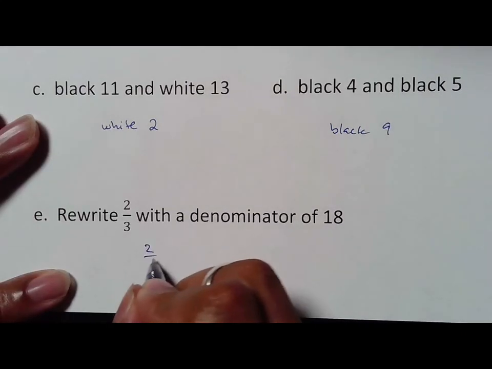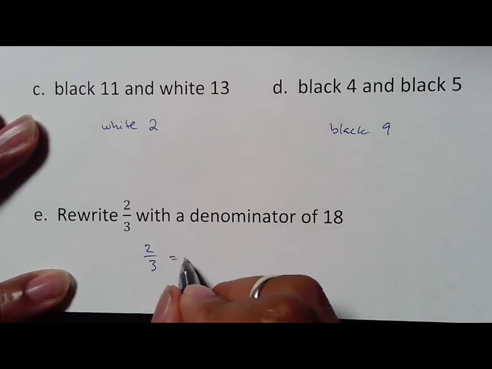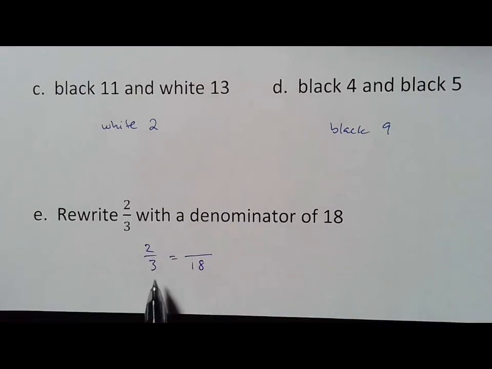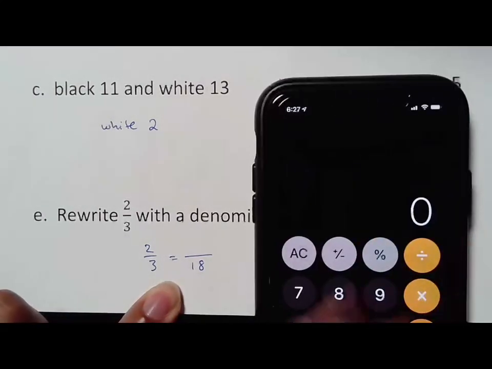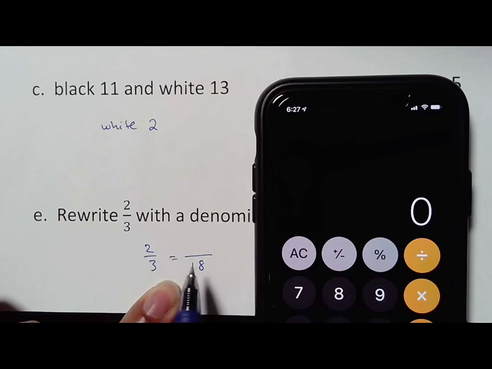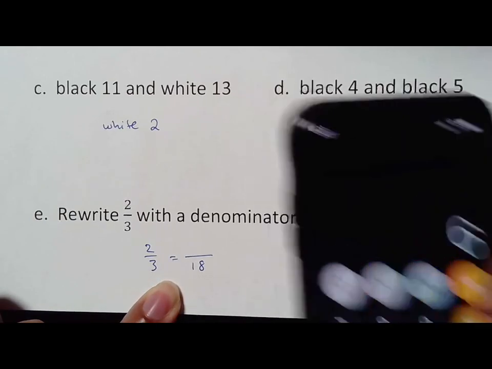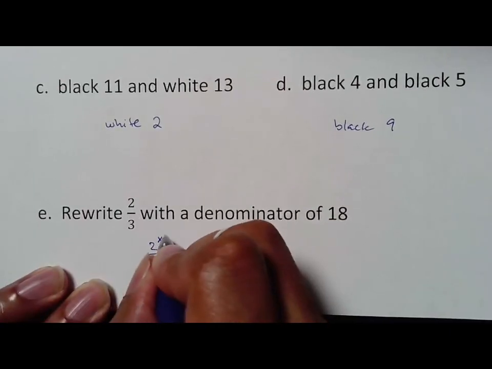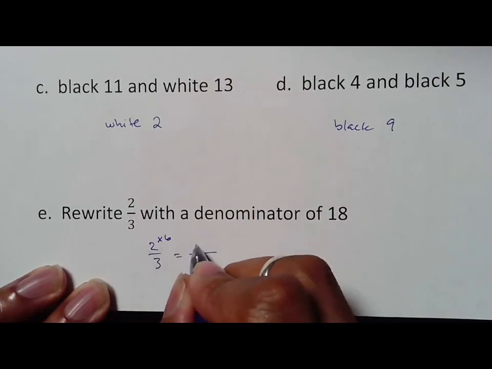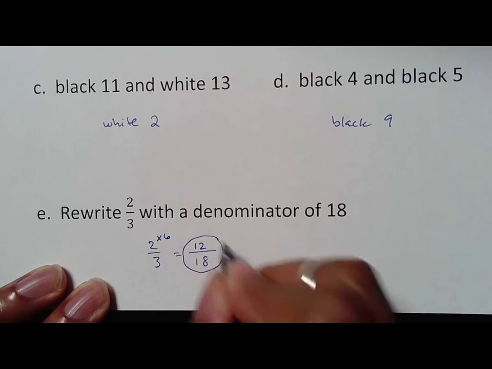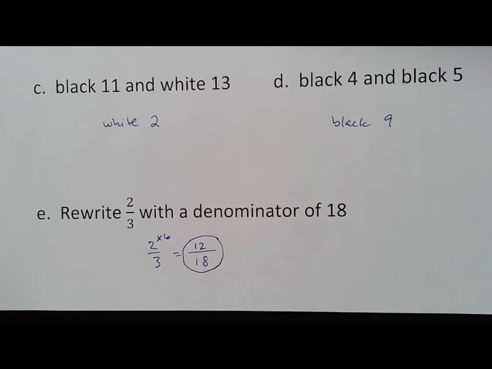Rewrite 2/3 with a denominator of 18. So what I do is I put 18 in my denominator, and I ask myself the question, what do I multiply 3 by to make it 18? If you can't figure it out using your number sense or using your numbers that you know, simply use division. If you want to find out what multiplies and make 18, do the division. So we do 18 divided by 3, which is 6. That means I need to multiply the top by 6, and 2 times 6 is 12, meaning that 12 over 18 should be my answer. All right.